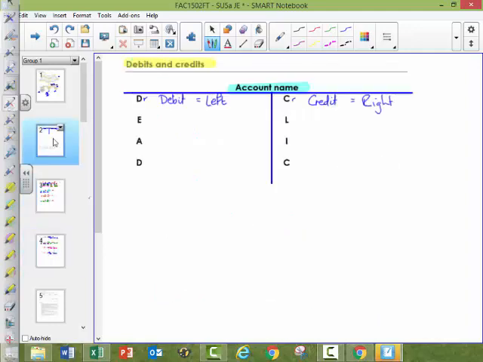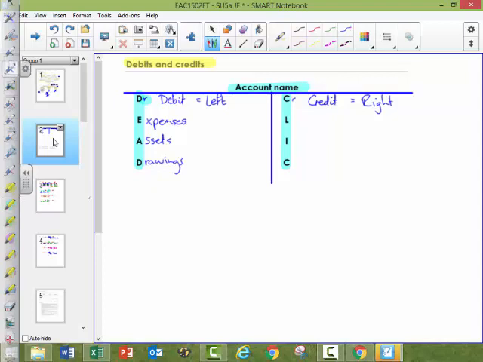So if you go back now to that page I didn't finish filling in, my two little acronyms, DED and CLIC, are going to help you. The accounts that get bigger on the debit side are expenses, assets, and drawings. Expenses, assets, and drawings will get bigger with debits and smaller with credits.